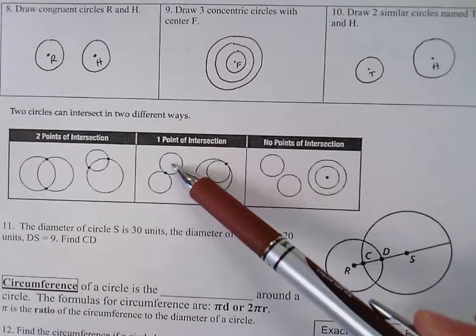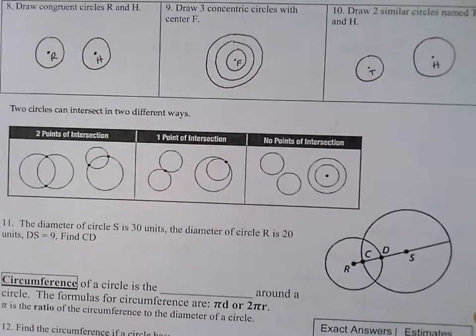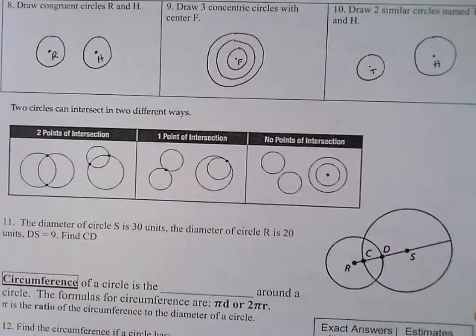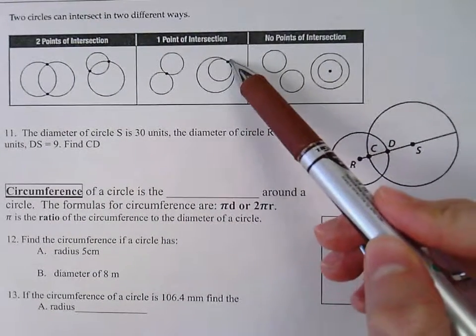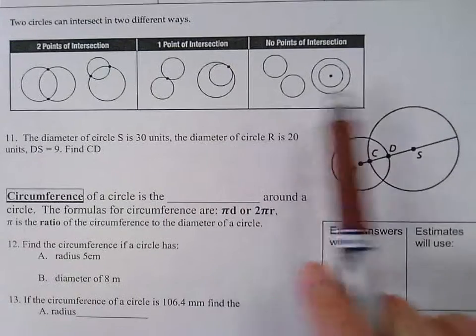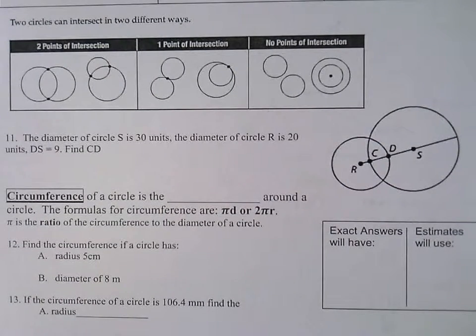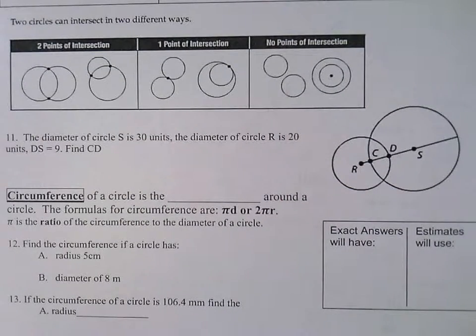When they're just touching at 1 point, and we'll talk more about this later on, this is called 2 circles being tangent to one another. When they just touch at 1 point, that's tangent to one another. Or you might have a circle inside of another one and their intersection is on the circle. And then no points of intersection, so not all 2 circles have to intersect with each other. You could have concentric circles. You could have circles that are just not touching on the same plane.